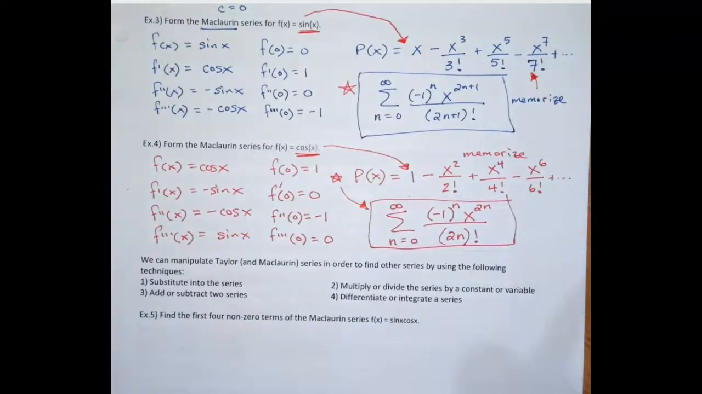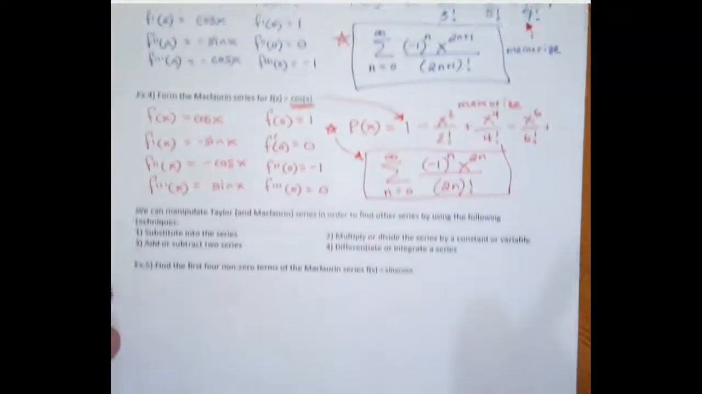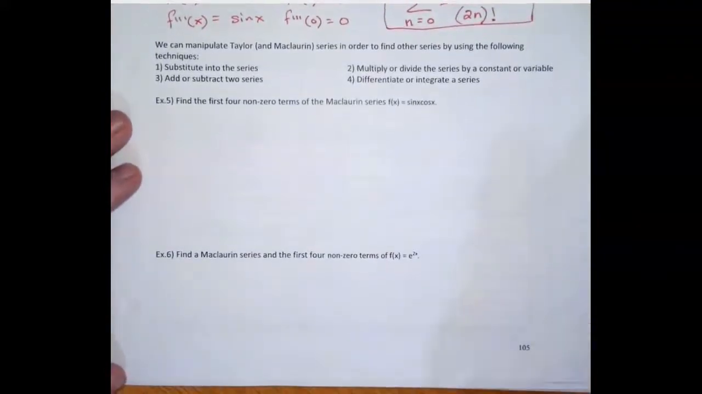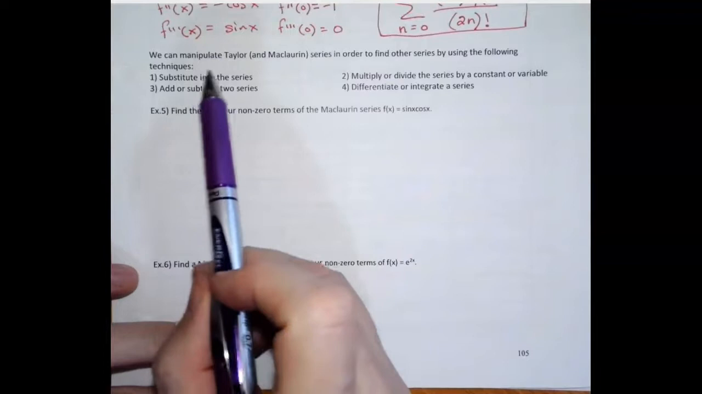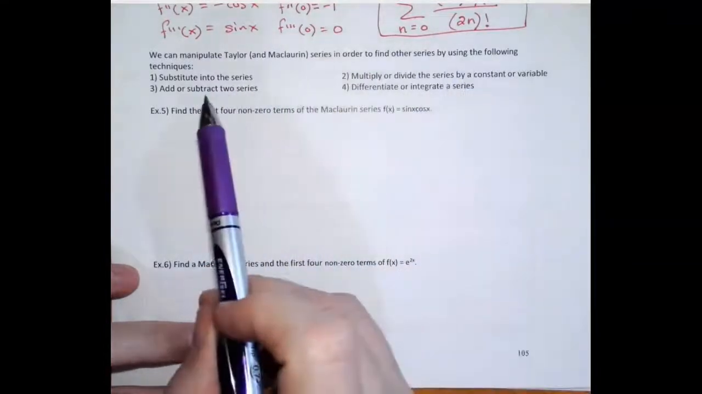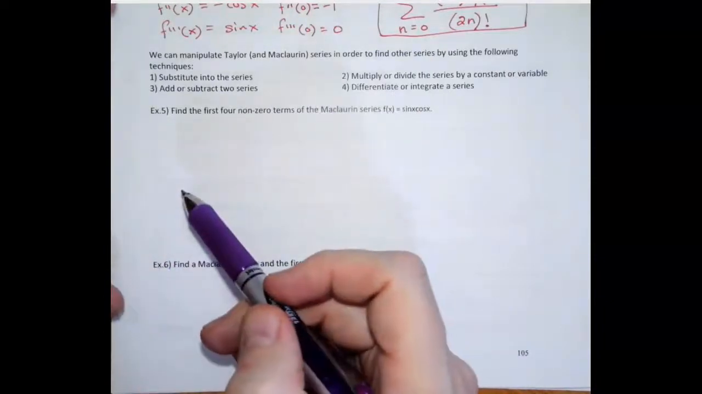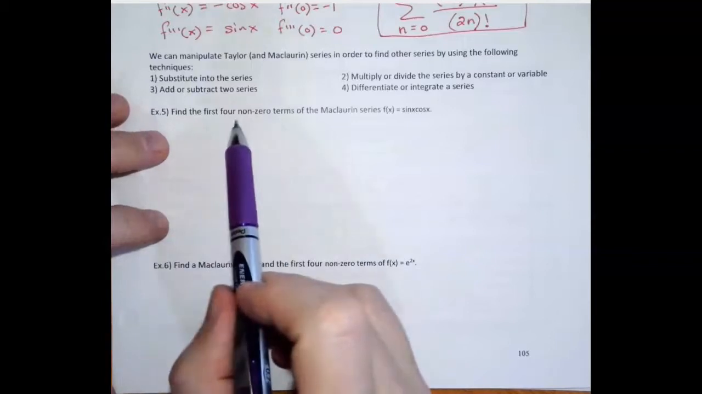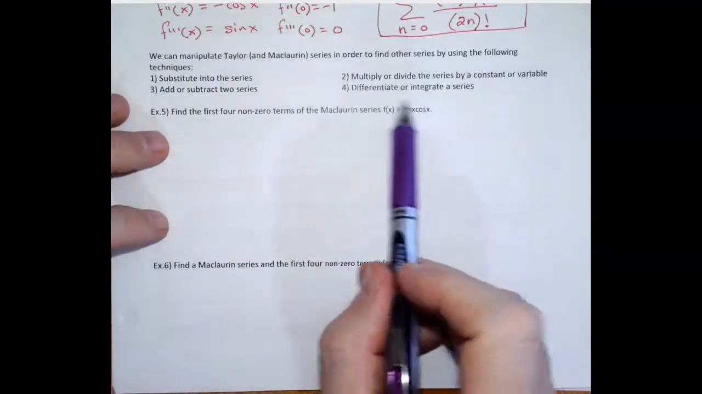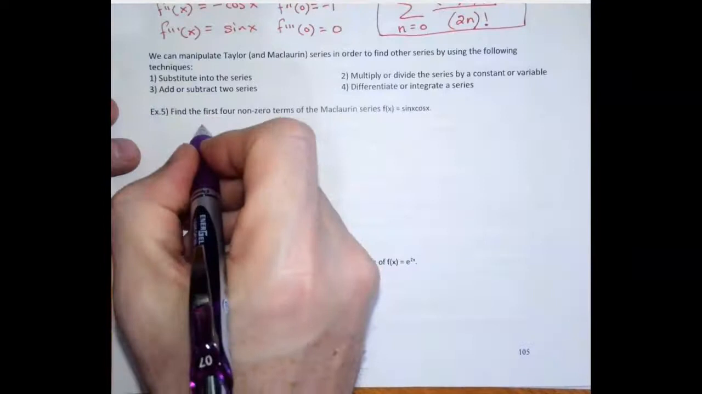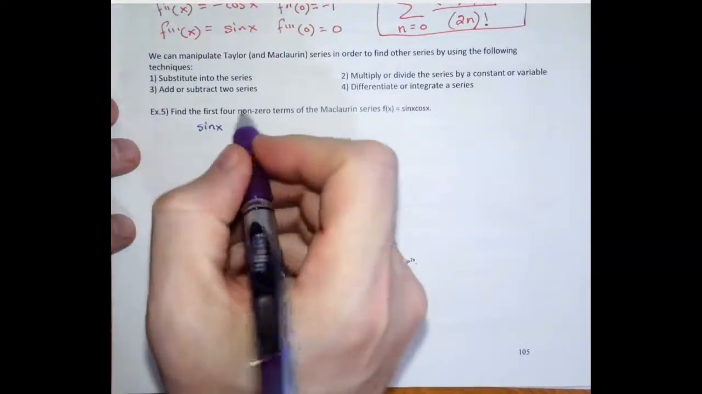Okay, so now let's go down here. Alright, so we can manipulate Taylor and Maclaurin series to find other series by doing any of these things that we want to. Okay, so if we want to find the first 4 non-zero terms of sine times cosine, what we can do is take sine, so hopefully we have that memorized.